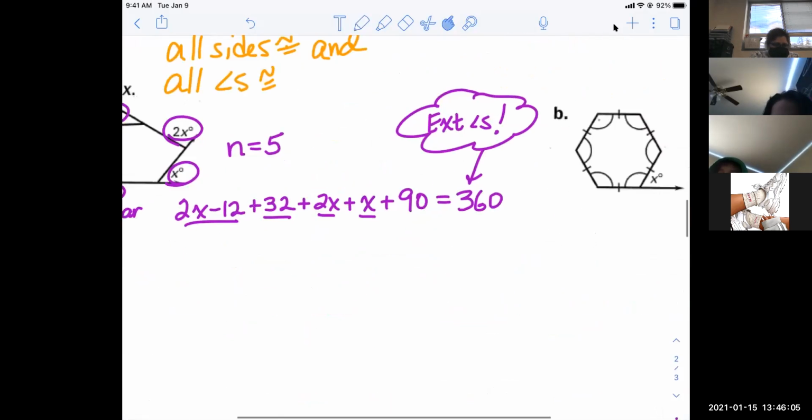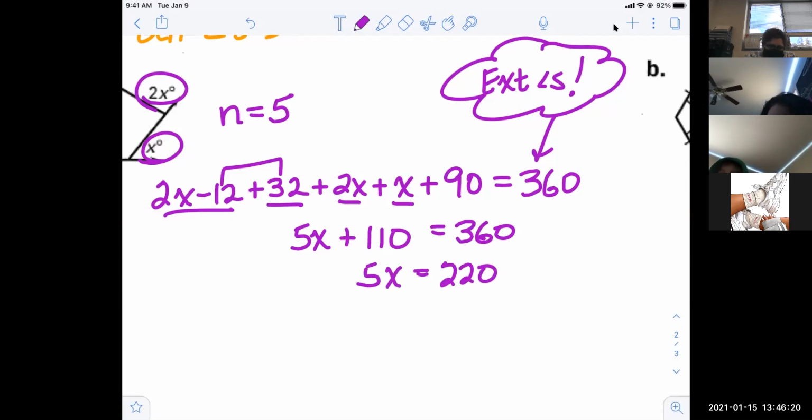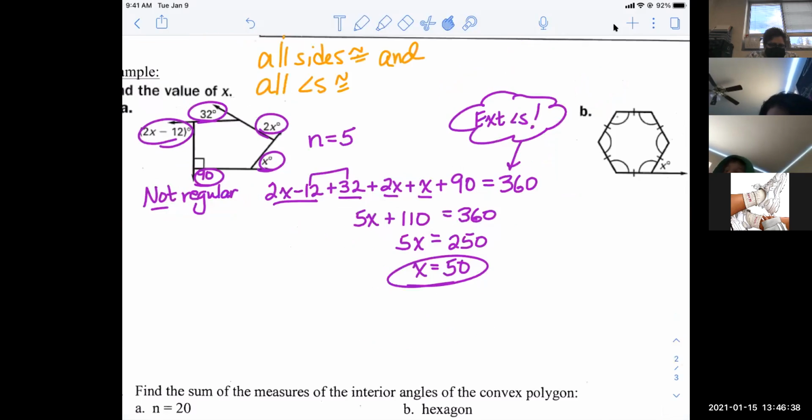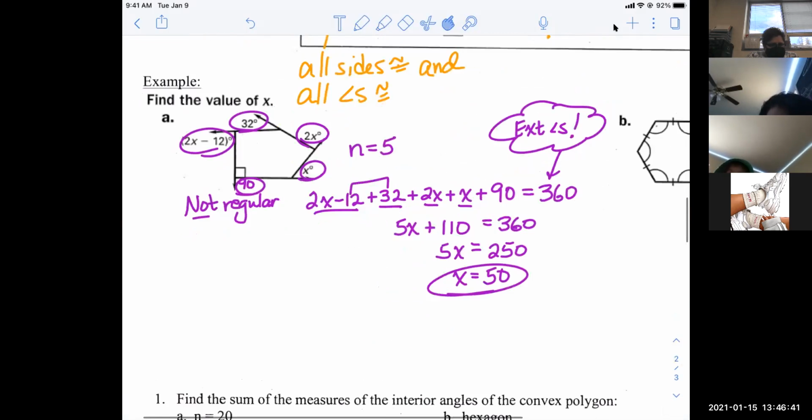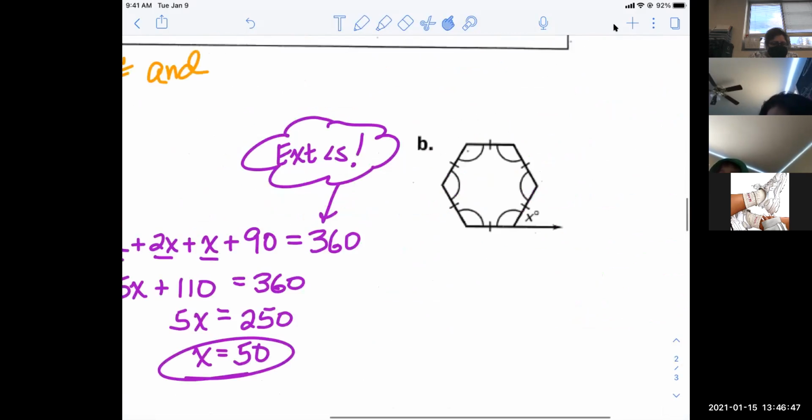Okay. So this one you're going to have 2, 4, 5 x's. 32 minus 12 is 20. Plus 90 is 110. 5x will be 220. Nope, sorry. 5x will be 250. So x is what? 50. Oh, sorry. Okay, now, is that regular? No, all the angles are different, right? This one is regular.